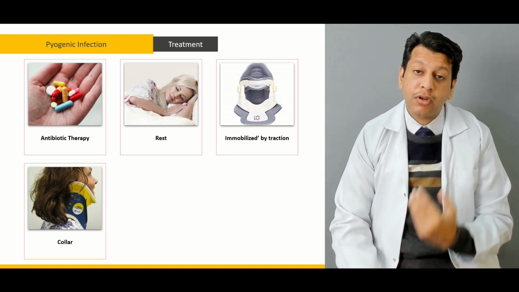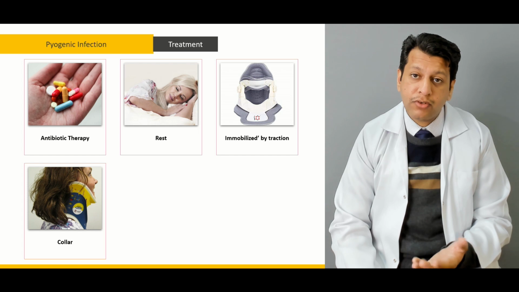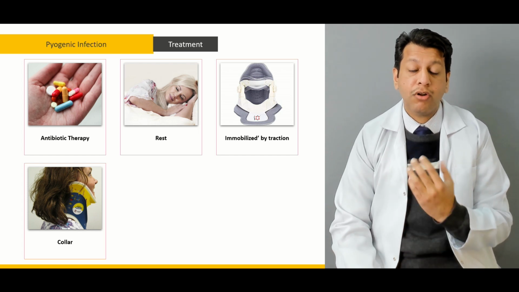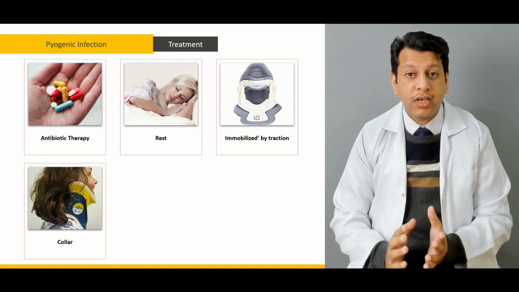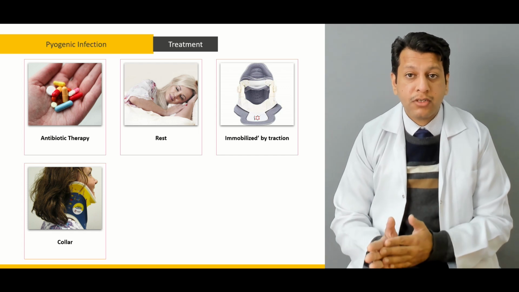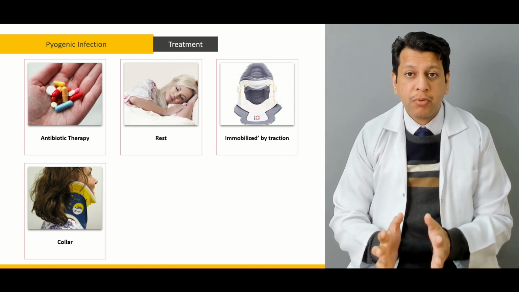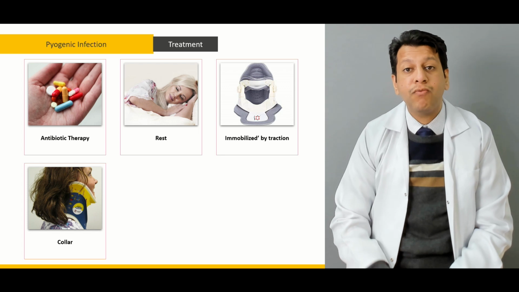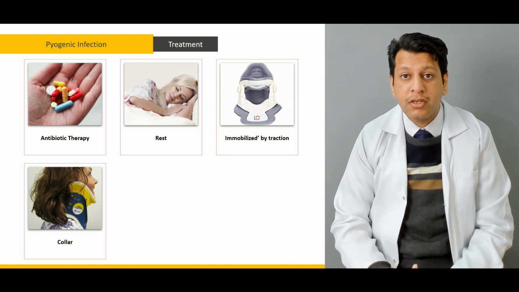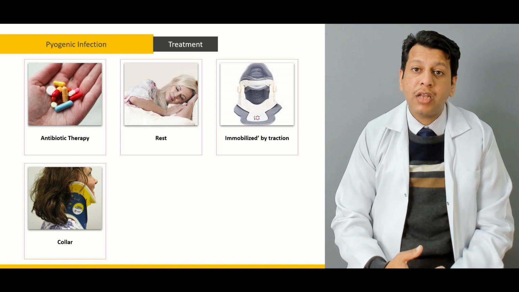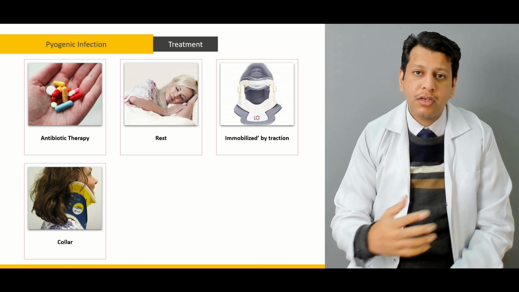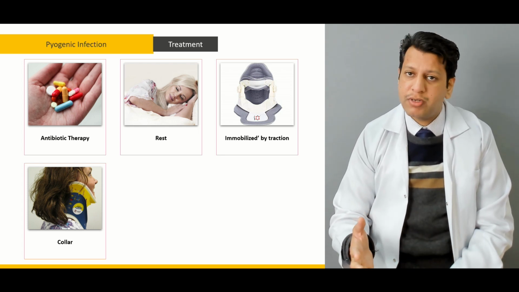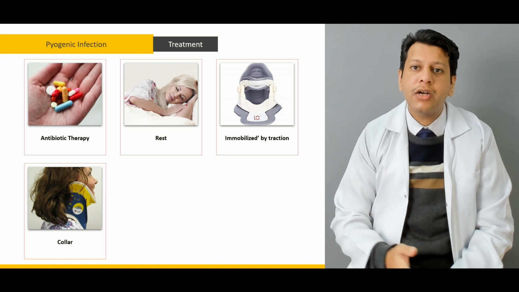But if there is a progressive loss of neurology, or if there is a neurological compromise, and we suspect that the collapse has resulted in a severe form of spinal stenosis, then we may have to go for some form of surgical decompression. And that is also true when there is an abscess formation as well. If an abscess is there, it will not get resolved by the use of antibiotics. We have to go in and drain that.